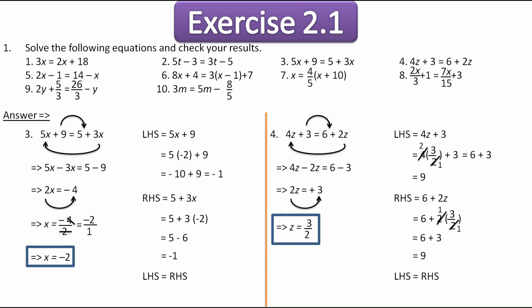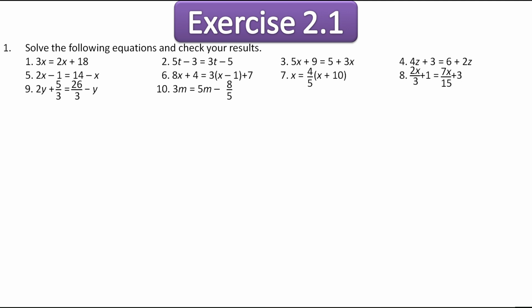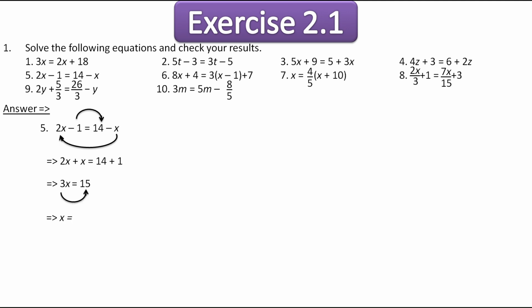Okay. Now let's solve the fifth one, that is 2x minus 1 is equal to 14 minus x. Now let's shift the minus x to the left hand side. So it will become 2x plus x, which is equal to, minus 1 we will shift to the right hand side, so which is equal to 14 plus 1. Okay. Now 2x plus x is 3x and 14 plus 1 is 15. Now 3 we have to shift to the right hand side. So x is equal to 15 upon 3. Now we have 3 ones are 3 and 3 5s are 15. So I got x is equal to 5.